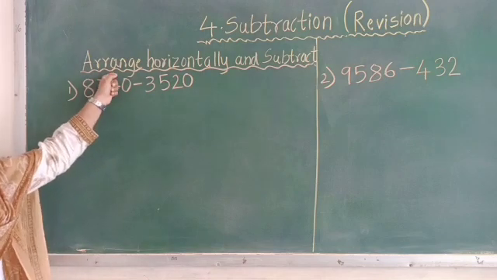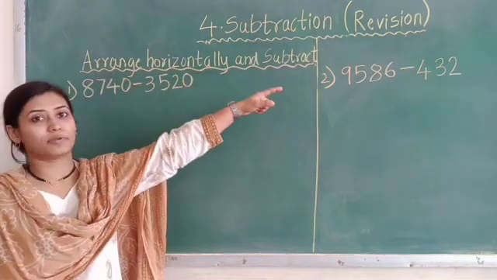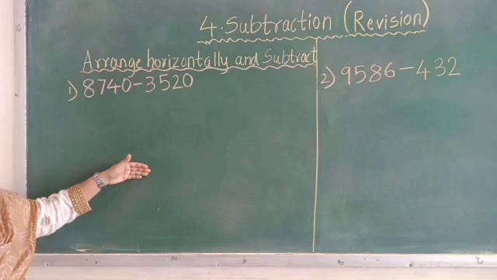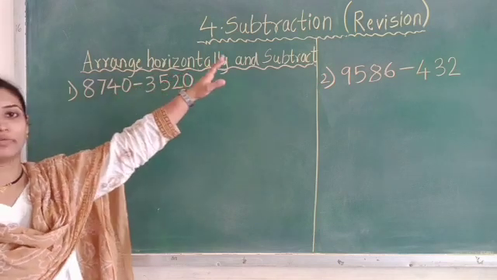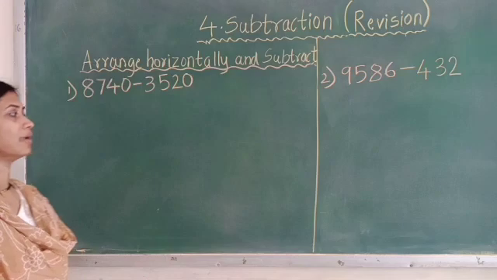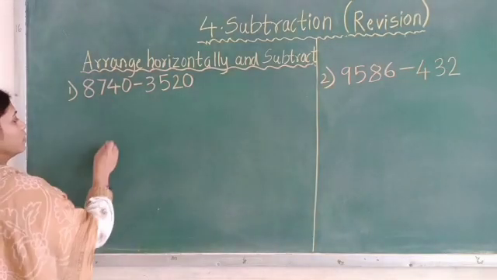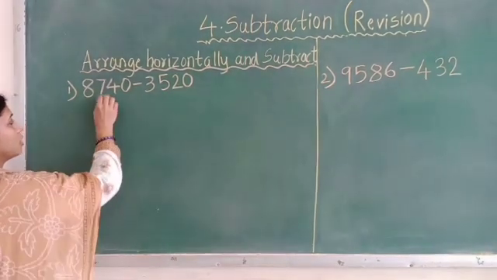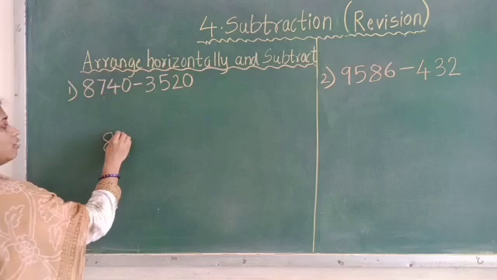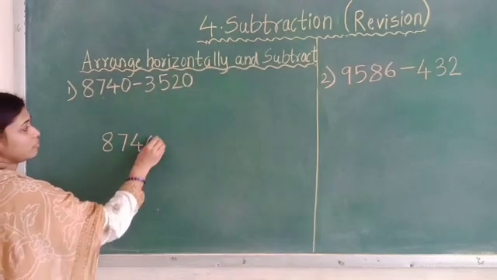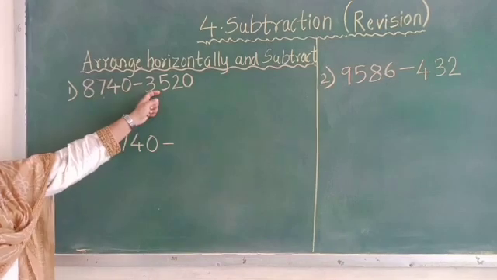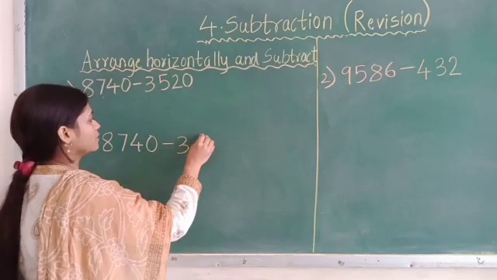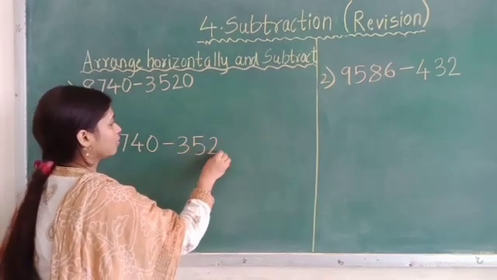Now our next sum: arrange horizontally and subtract. Just now we have seen how to arrange the numbers vertically. Now we will see how to arrange them in a horizontal manner and then subtract. Horizontal means in this manner only we have to subtract. So what is our number? 8740 minus. What is our second number? 3520. So we will write here 3520.